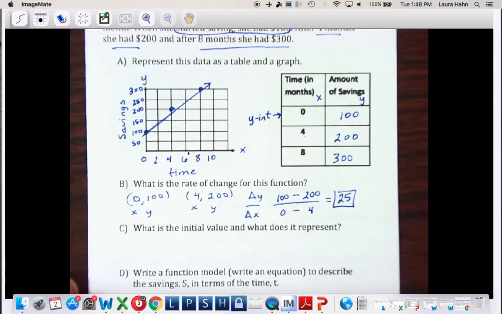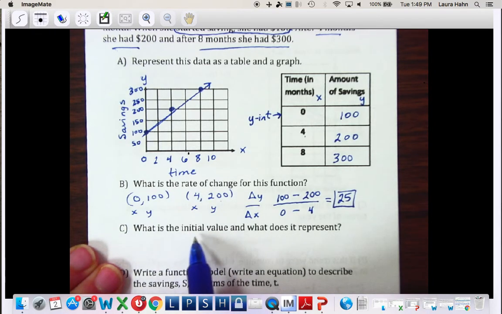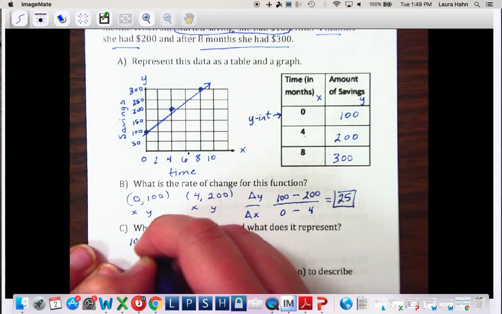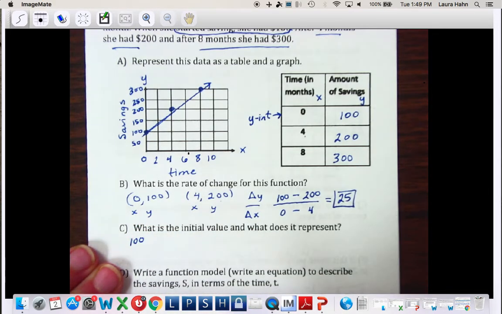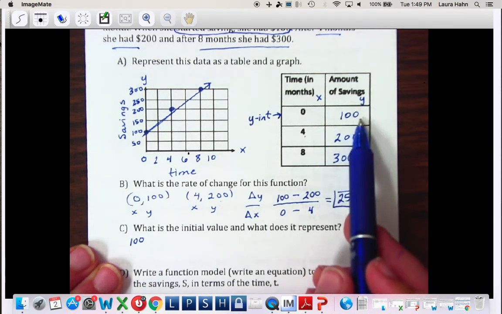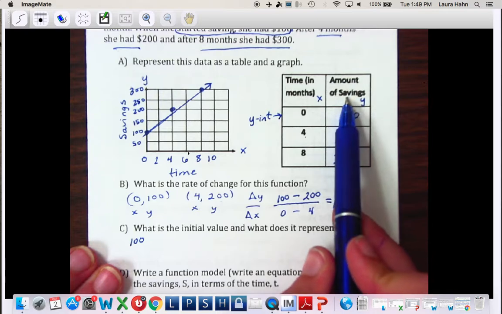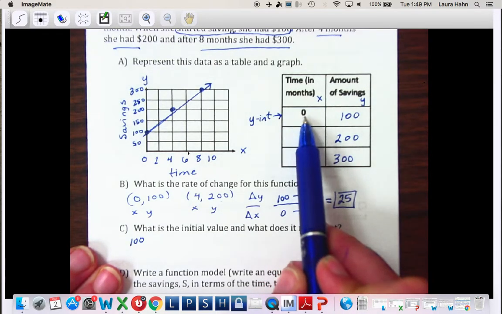Okay, C is asking for my initial value and what does it represent. So remember, initial means starting. So I know my initial value, my starting value was 100. So not only do I have to write it, I need to write what it represents in this story. So what does this 100 mean? Well, it means that she has $100 in savings at the very beginning at time 0.